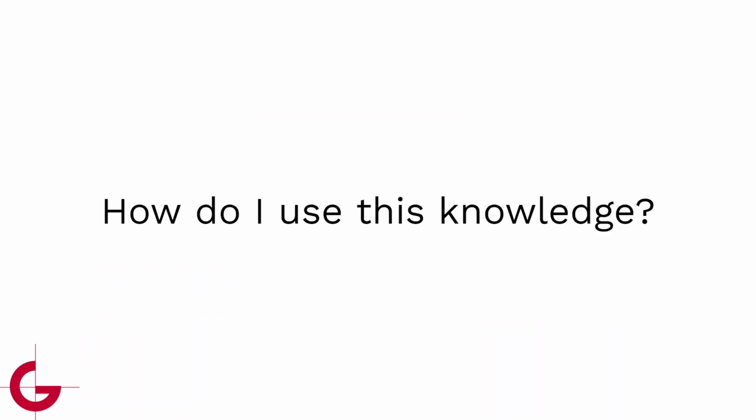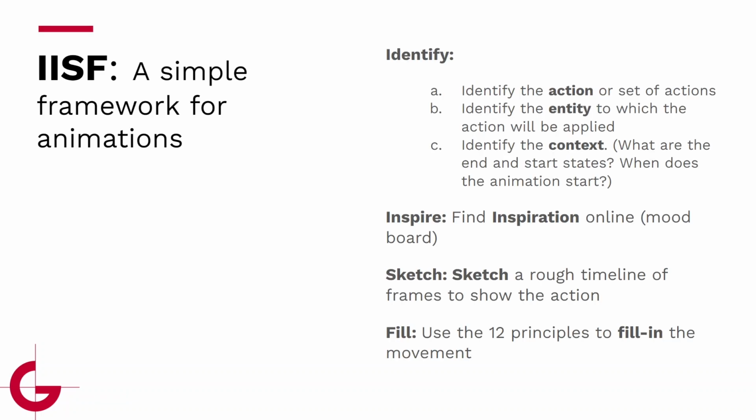So you have all this knowledge regarding animation and the 12 principles and whatnot, but how do you actually use them in a video game? Well, there's a simple framework for animations called IISF, which stands for Identify, Inspire, Sketch, and Fill. In the first step, you identify what you want to animate. What's the action you want to perform? What is the entity, the character that the animation will be applied to? And what is the context of the animation?